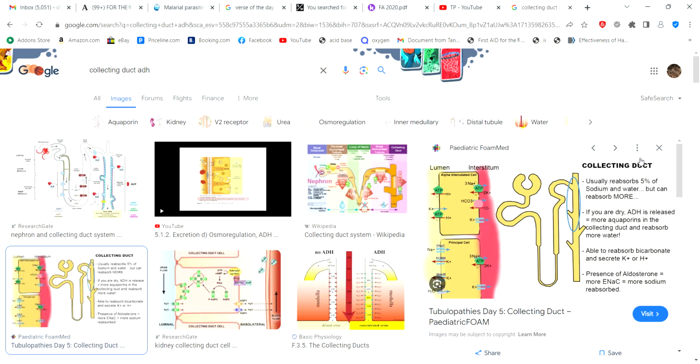Okay, so ADH makes the water leave the collecting duct, so the collecting tubule becomes more concentrated. If there is no ADH, the collecting duct becomes impermeable to water, so the collecting tubule becomes dilute and contains the most dilute fluid. That's how you pee out everything, because the collecting duct is right before peeing, right? So if there's no ADH, the collecting duct becomes impermeable to water.